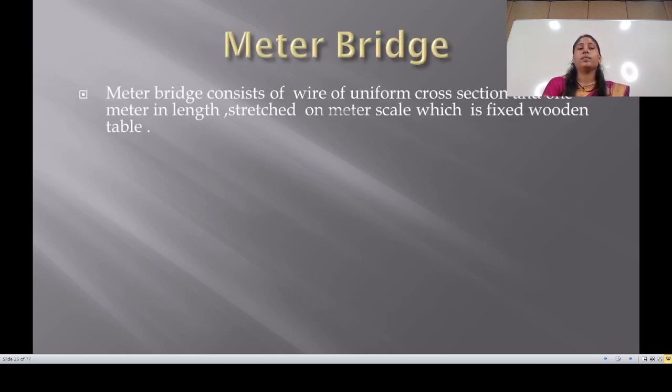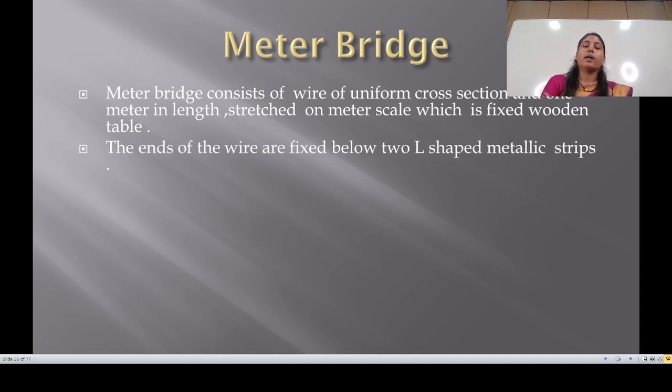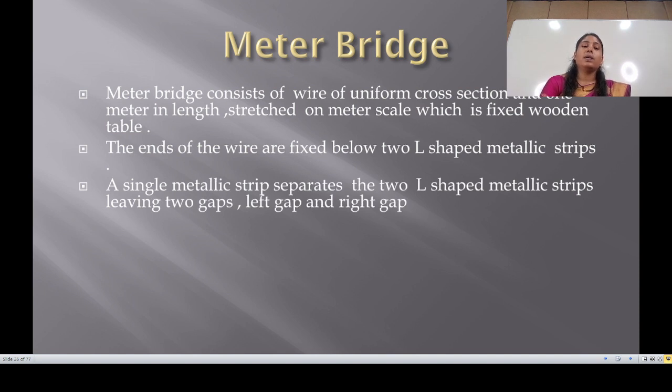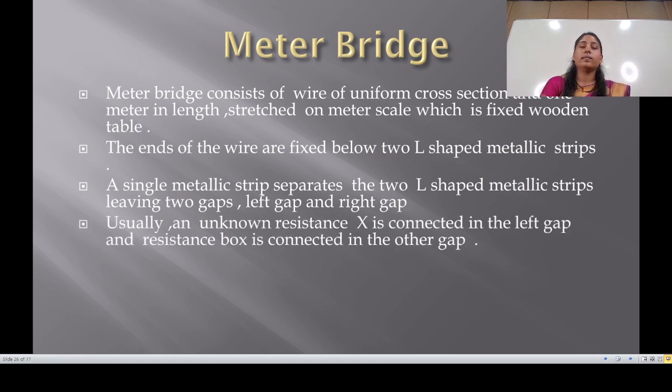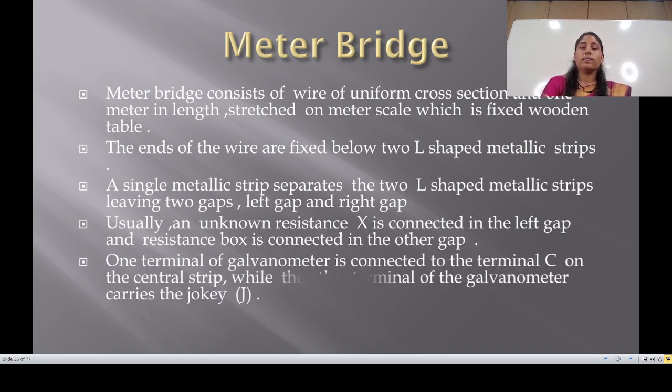Then the meter bridge. A meter bridge consists of a wire of uniform cross section and 1 meter in length, stretched on a meter scale, which is fixed on a wooden table. The ends of the wire are fixed below 2 L-shaped metallic strips. A single metallic strip separates the 2 L-shaped metallic strips, leaving 2 gaps, a left gap and a right gap. Usually an unknown resistance X is connected in the left gap and a resistance box is connected in the other gap.